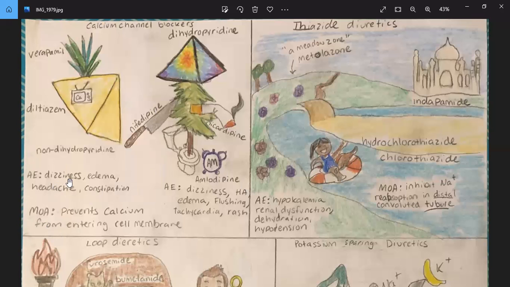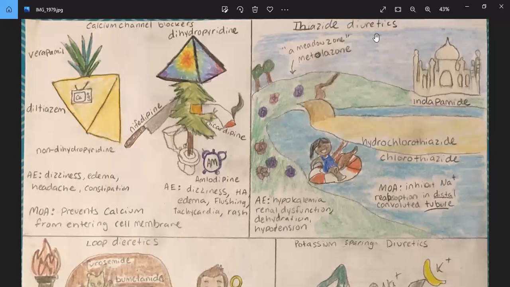Adverse effects are, for over here, dizziness, edema, headache, constipation. None of those are shown in the picture. And then over here, again, we have dizziness, headache, edema, flushing. That's why there's a toilet. Tachycardia and rash. So I guess if you thought about if this toilet was to flush and it was spinning around in a circle, it would probably get pretty dizzy. And if this alarm clock was like ringing super loud, it'd give you a headache.